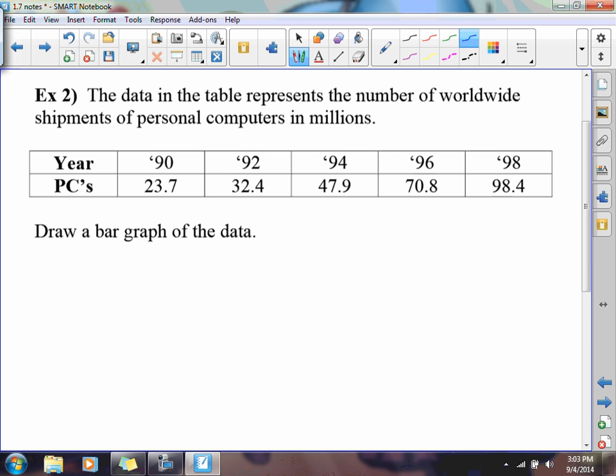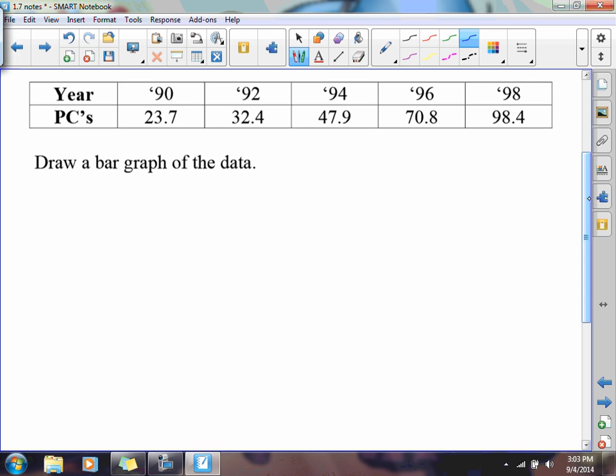Okay, now for example 2, we're going to refresh our memories on how to draw a bar graph. Here we have a data table, and it represents the number of worldwide shipments of personal computers in millions. So this was in the 90s. This is how many people were buying PCs. Okay, we're not going to get into a conversation about PCs versus Macs or anything like that. We're not going to overinterpret the data. We're just going to take it for what it is.